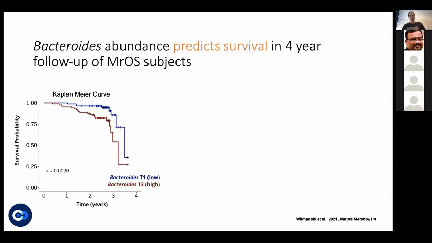So if you had high Bacteroides abundance, which is, you know, low uniqueness at the baseline time point, you were more likely to die at follow-up. And if you were in the lowest tertile of bacterial abundance, you were more likely to survive. And it was a significant effect.